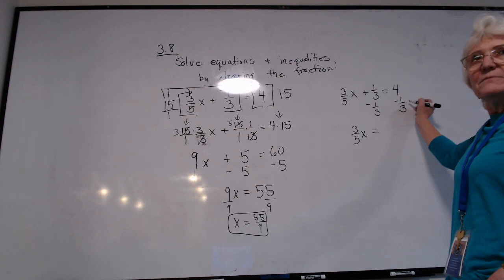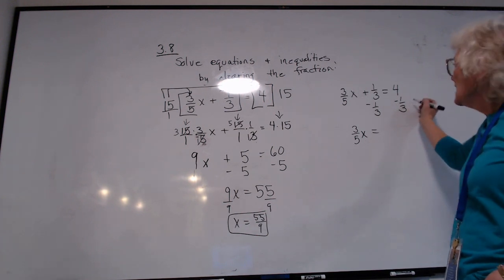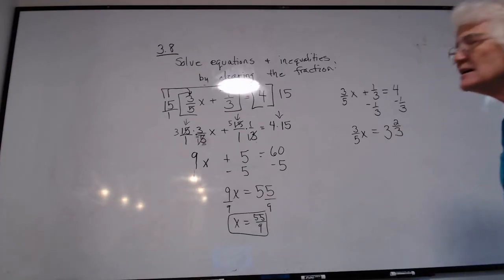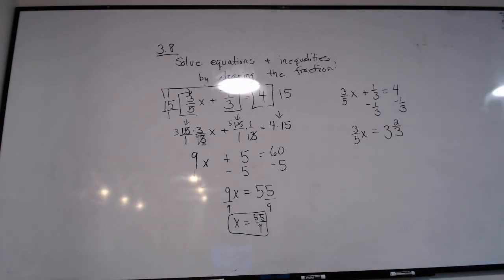So what would that give me? Do you guys know? 3 2/3. It's actually 3 2/3. Okay. Because if I take 1/3 away, that's going to give me 2/3. And so I have 3 left.